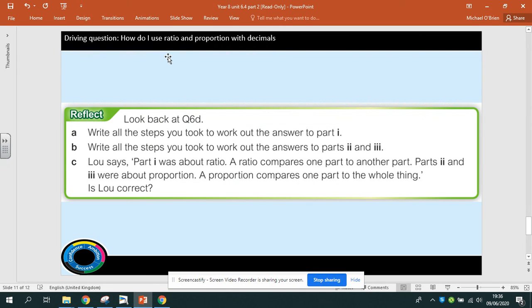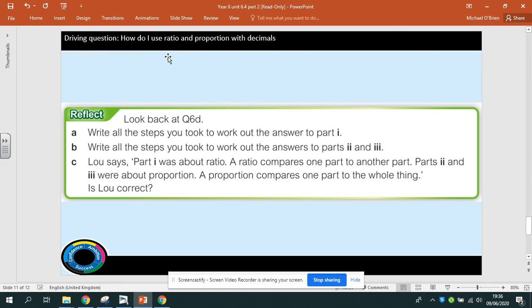So we've come to the reflection at the end of the lesson. I'm going to put question 6 up in a minute just to remind you, but think about what you did to write all the steps you took to work out the answer to parts 1 and 2. And then Lou says part 1 was about ratio. A ratio compares one part to another part. Parts 2 and 3 were about proportion. Proportion compares one part to the whole thing.